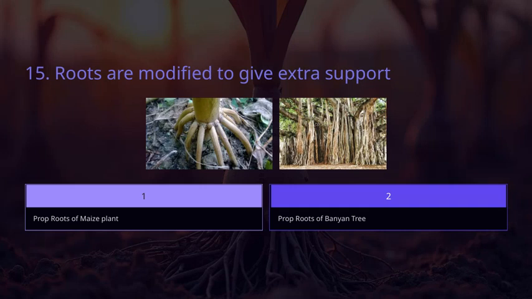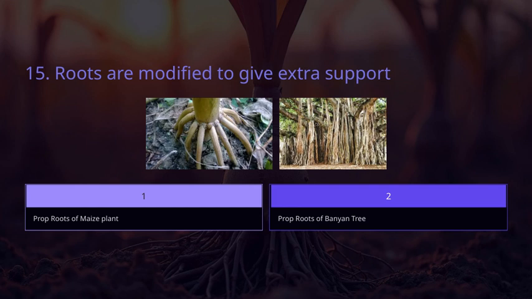Roots are often modified in plants to provide extra support, especially in cases where the plant needs stability or additional anchorage. For example, in maize plants, you'll notice these are called prop roots, and they grow downward from the stem to the ground, helping the plant stay upright and withstand strong winds. Similarly, in banyan trees, we see a different kind of support system with prop roots that descend from the branches and reach the ground, acting like natural pillars.